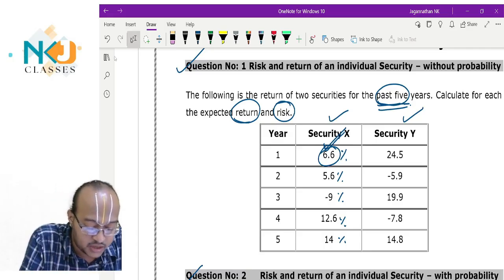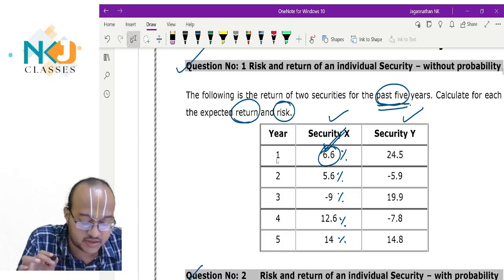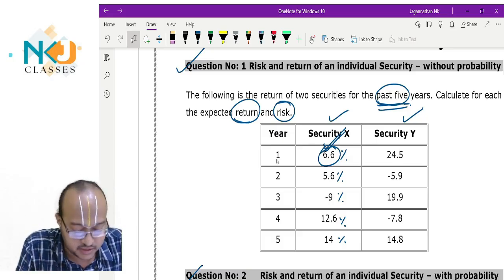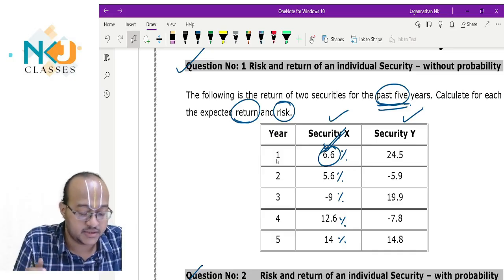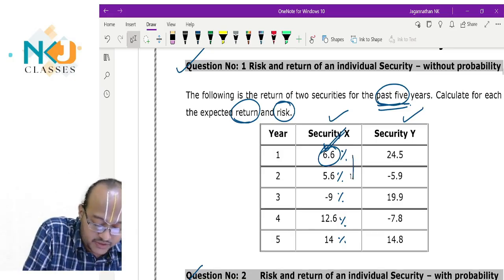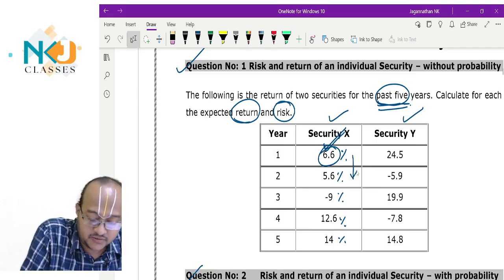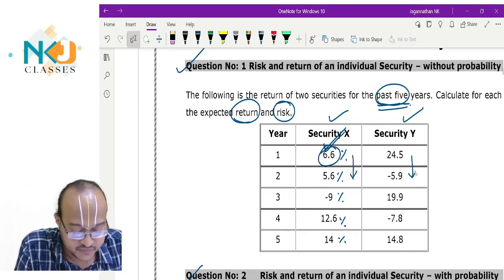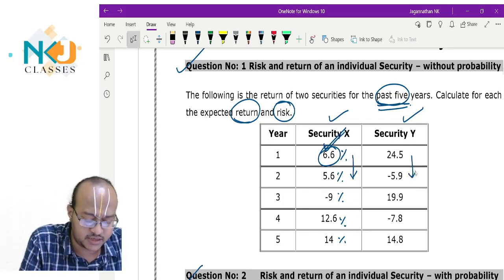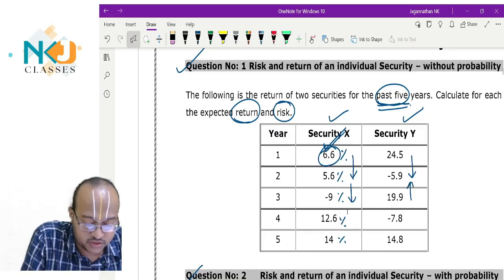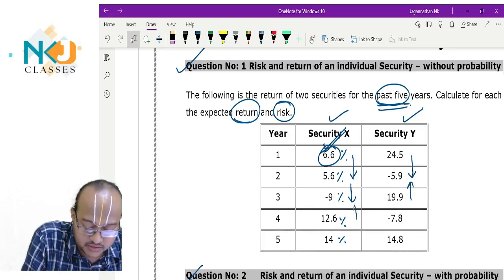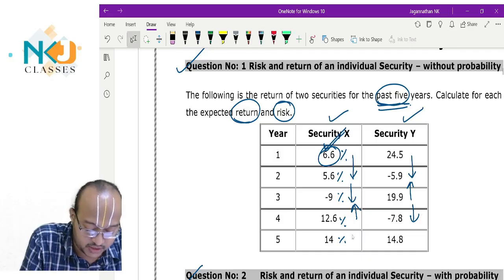But carefully observe, the first year, what is the return security X is giving? 6.6%. What is the return security Y is giving? 24.5%. Correct? In the second year, the return of X is dropping, and I am observing security Y's return has also dropped. Then from the second to the third year, X has further reduced, but Y has increased. From the third to the fourth year, X has increased tremendously, and Y has dropped, correct? Now in the fifth year, 12.6, X increased, and Y also increased.